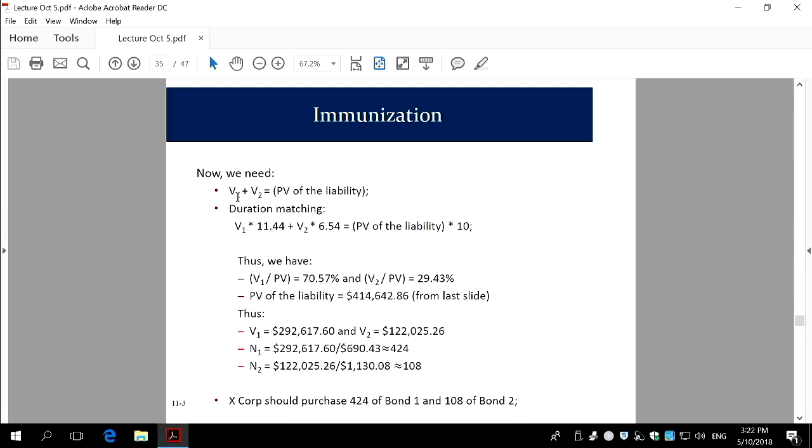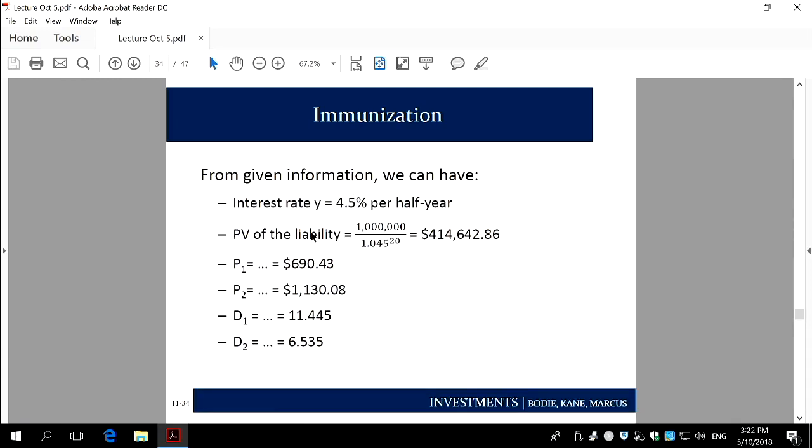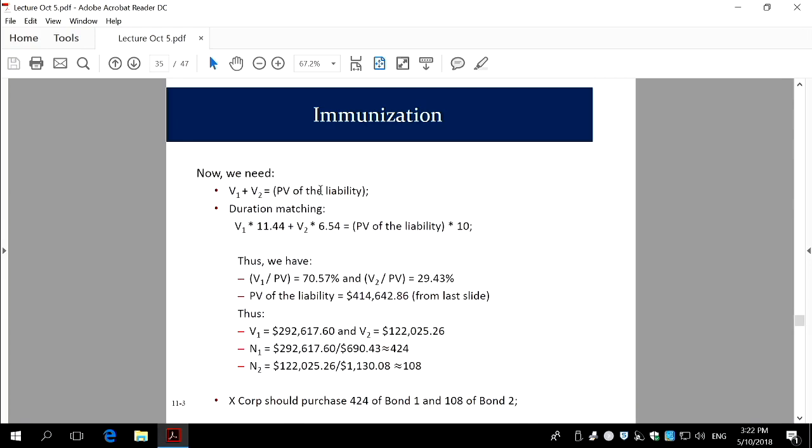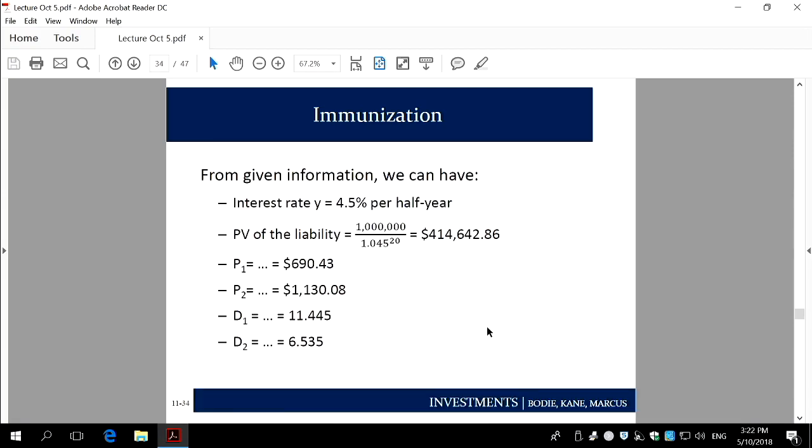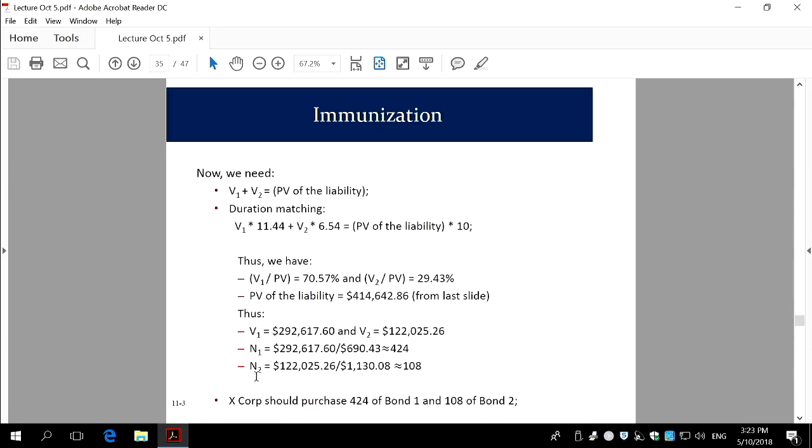We have two unknown variables. The present value of liability is known. We already have the present value of liability. So we have two variables, two equations. This is like middle school mathematics. Eventually we can solve these equations to find V1, the value of the first bond, equal to some number, and the value of the second bond equal to another number. And remember, we already know the bond price, right? So the question is, how many bonds should we purchase?